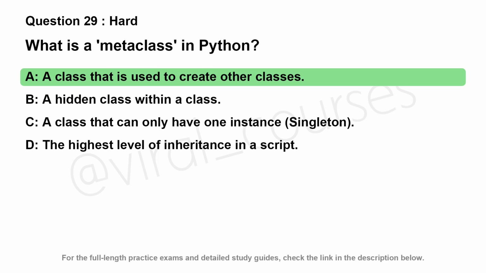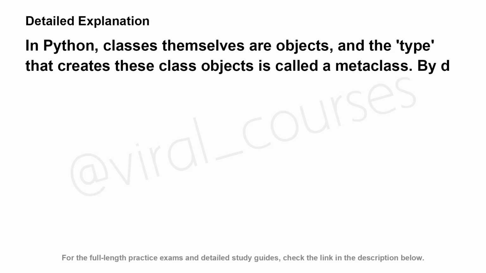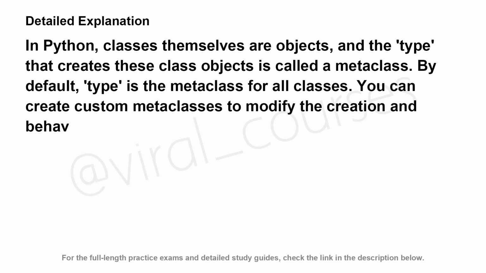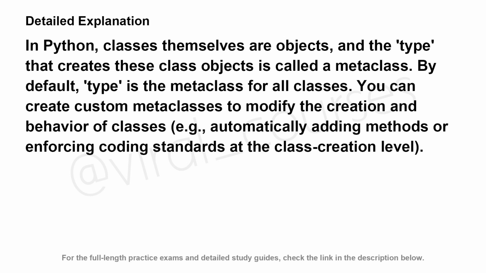The correct answer is A. In Python, classes themselves are objects, and the type that creates these class objects is called a metaclass. By default, type is the metaclass for all classes. You can create custom metaclasses to modify the creation and behavior of classes, e.g., automatically adding methods or enforcing coding standards at the class creation level.